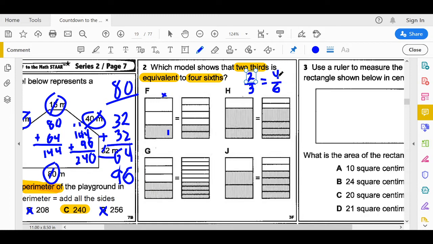Are 4 out of 6, 4/6 shaded? No, I only see 1 and 2 shaded. So this is not correct. None of them are correct. I can already eliminate letter F. Let's move to letter G.